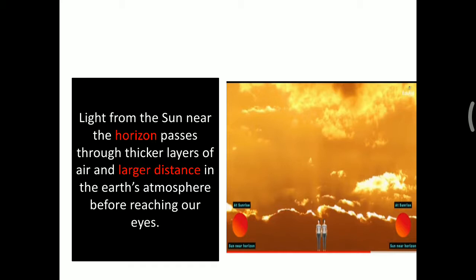And look at this image. We are on the earth. Light from the sun near the horizon passes through a thicker layer of air and a larger distance in the earth's atmosphere before reaching our eyes. Maybe this is the position of the sun. So this sunlight has to travel a long distance, and only then will it reach our eyes.